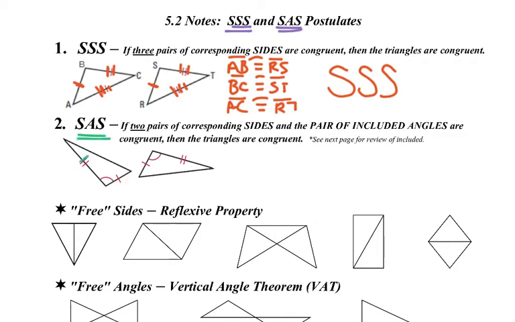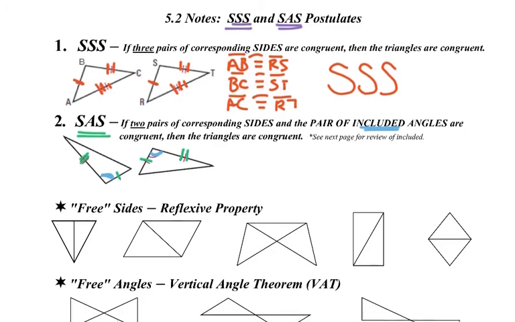SAS stands for side, angle, side. Now we don't have letters here, so I'm just going to mark. Here's two pairs of sides and what we call an included angle. Included angles are in between, or we use the word sandwiched between the two sides. So if you have two pairs of sides and an angle in between that are equal, then the triangles are congruent, then everything else about those triangles are equal.